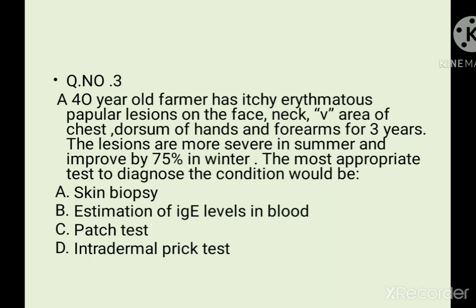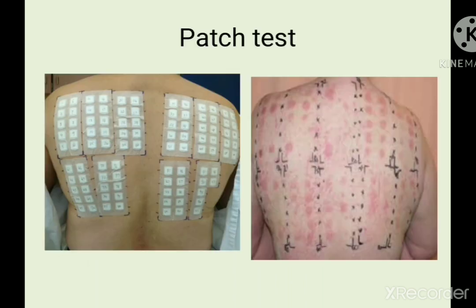A 40-year-old farmer has itchy erythematous papular lesions on the face, neck, V area of chest, dorsum of hands and forearms for 3 years. The lesions are more severe in summer and improve by 75% in winter. The most appropriate test to diagnose the condition would be option A skin biopsy, B estimation of IgE levels in the blood, C patch test, D intradermal prick test. The right answer is patch test. This is how the patch test is done.